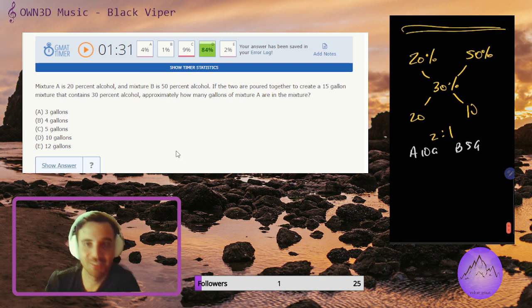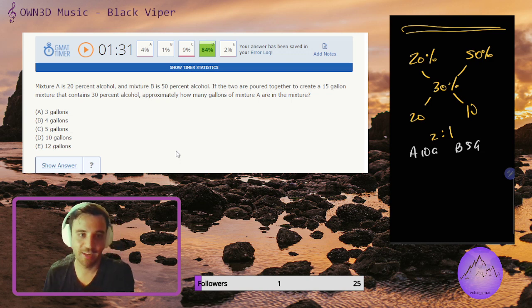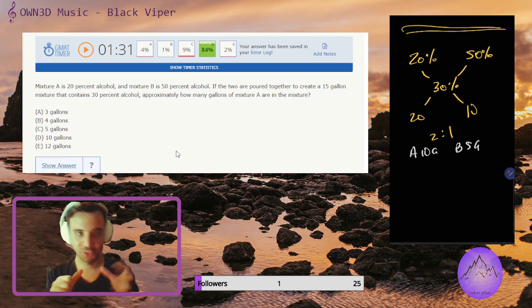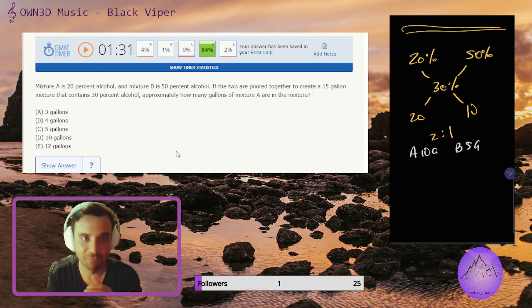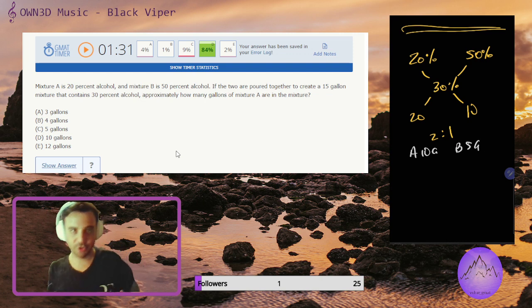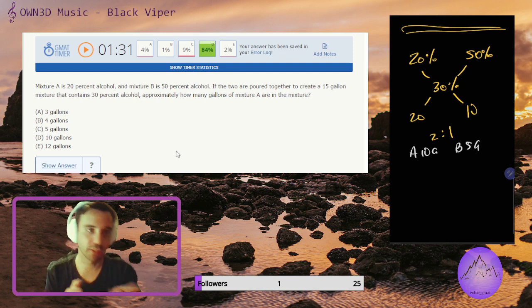Basically, stepping through the question really quickly, mixture A, 20% alcohol. So I'm going to just start with that as my base. I'm going to treat it like, here's what I'm starting with. I'm starting with mixture A, which is 20% alcohol. And then I'm going to add mixture B to it, which is 50% alcohol. Now, what they're saying is when I mix these two liquids together, I end up with something that's 30% alcohol. And they want to know how much of each one, essentially. Specifically they asked, how much of mixture A is there?